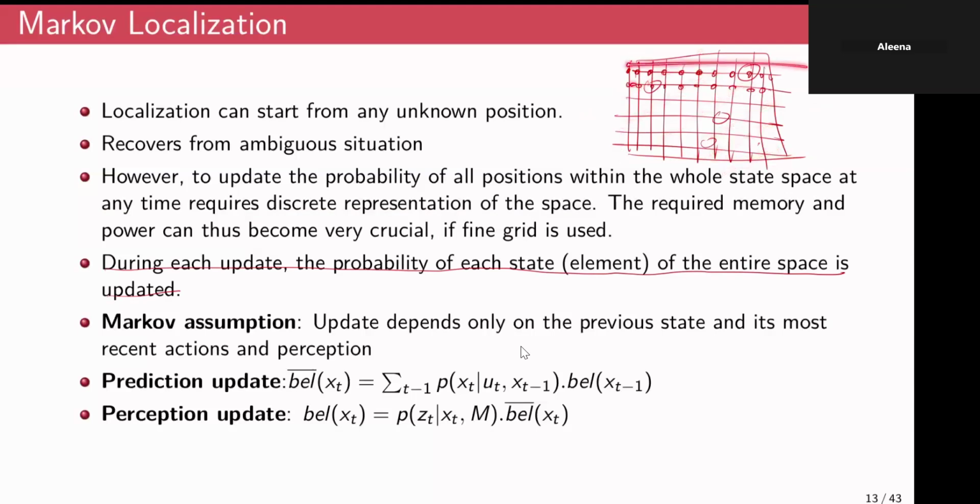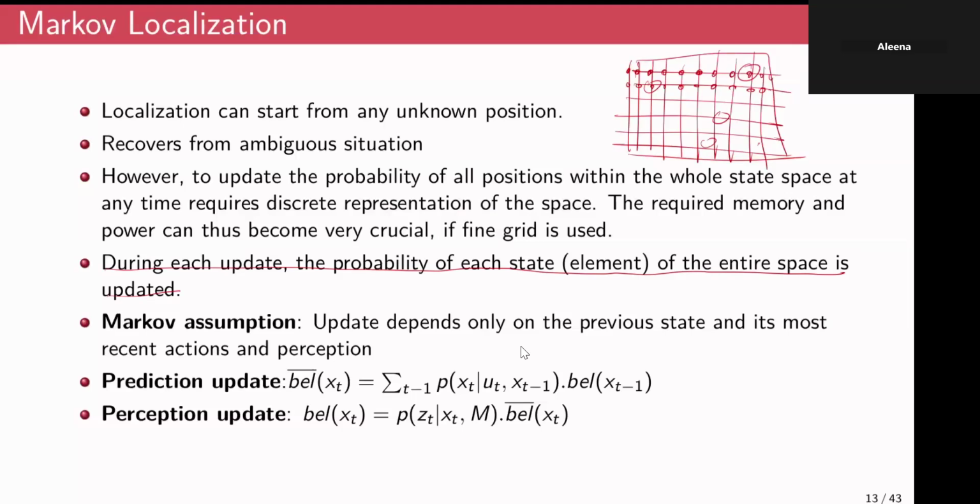Initially, all these grid points will have equal probability, and eventually, as time goes by, you will end up with a distribution where the points where the robot exactly is would be of very high probability, and everywhere else is going to be close to zero. And that's how the localization of the robot basically happens.